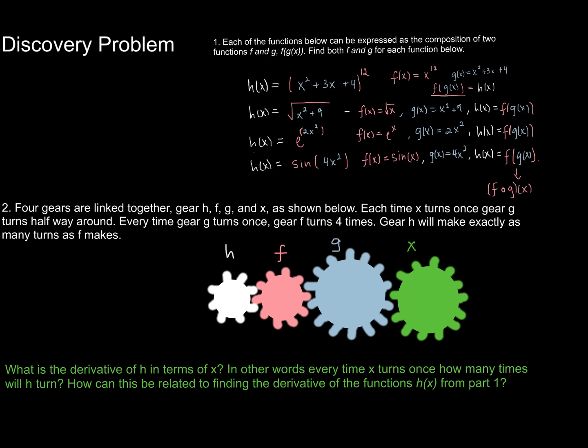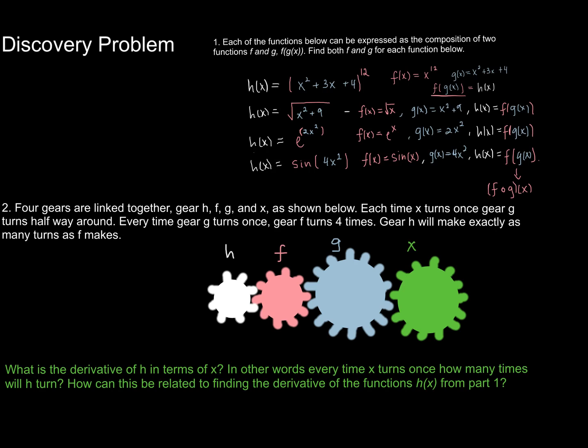Okay, so in order for us to determine how many times h is going to turn, we can't just skip to x, right? We need to know how f is going to turn, because h turns exactly as many times as f turns. But to know how many times f turns, we also have to know how many times g will turn, because g is the one that is directly connected to x.